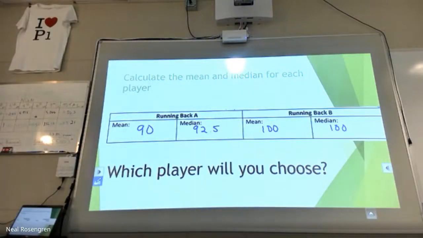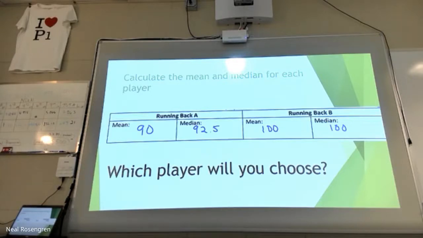Who do you take? If you had to pick, based on both that back-to-back stem and leaf, and now just some really quick measures of central tendency, the middles, averages and medians, great middles. Who do you take? B, of course. Now, is it just because of the median being higher? Not for me. Consistency is huge, right?